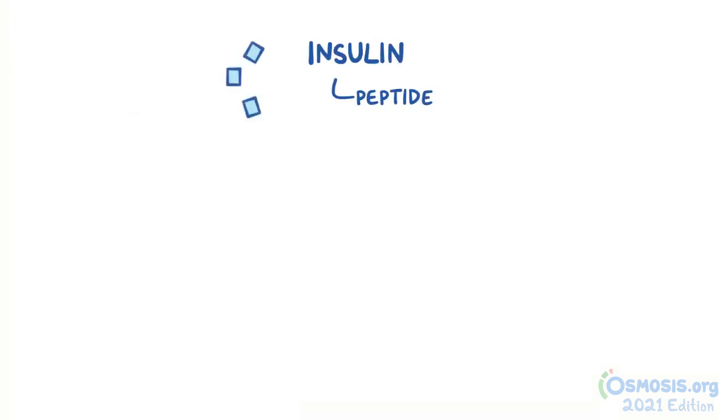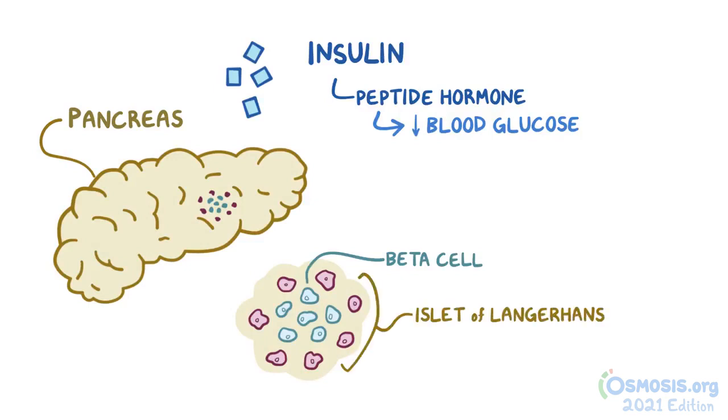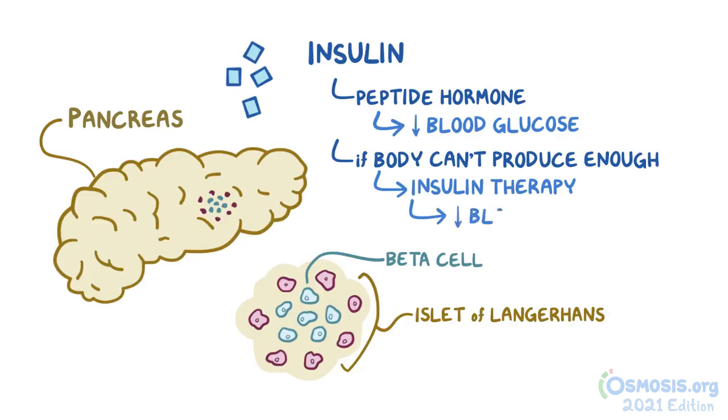Insulin is a type of peptide hormone that reduces the amount of glucose in the blood. It's produced in the pancreas by beta cells. These cells are found within clusters of endocrine cells called the islets of Langerhans, which are distributed across the pancreas. If the body's unable to produce enough insulin, then insulin therapy is used to keep the blood glucose low.